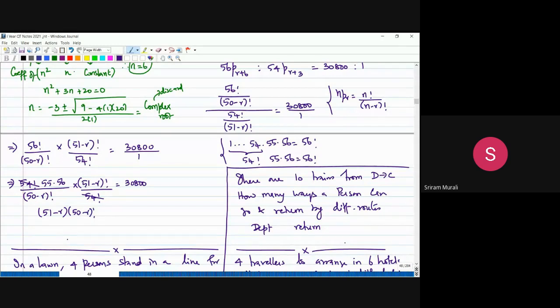I write the largest to the smallest. 51 is largest. Adjust the largest 51 to the smallest. So that is why it is 51 minus r into 50 minus r factorial divided by the same 50 minus r factorial, which is equal to 3800 by 1. So again, these two get cancelled. What is there?